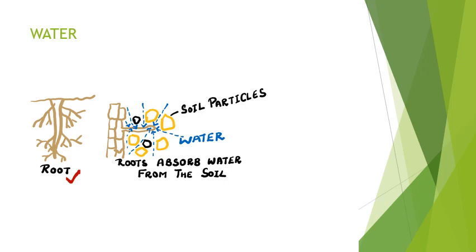In the next diagram, you can see the water, which is indicated by blue color. It is going through the soil particles and entering into the root cell. The yellow color and black color circles are the soil particles. So water and minerals are absorbed by the root cells, and then after absorption they are transported to the whole plant body through a network of pipes.